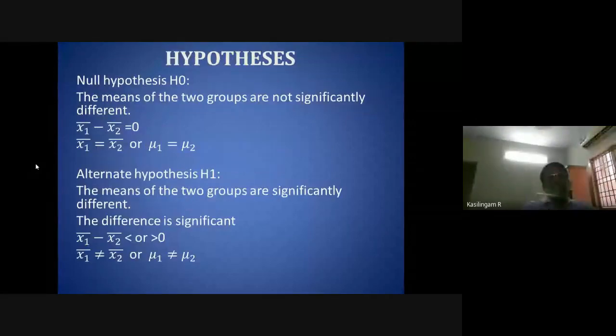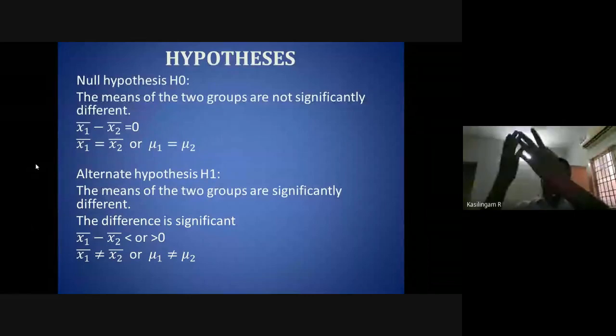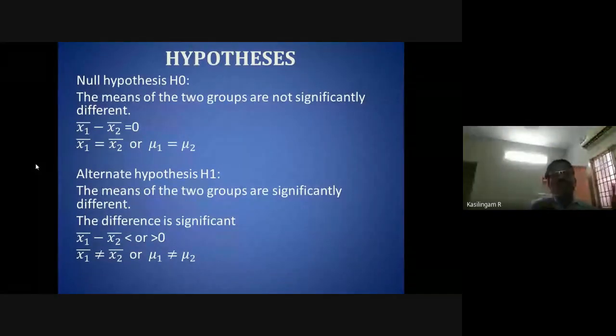Now let me go to the hypothesis. Null hypothesis: the means of two groups are not significantly different, which means I am trying to find out the difference, x1 bar minus x2 bar equal to 0. Otherwise, x1 bar equal to x2 bar. If you put it for the population, mu1 equal to mu2. So mu1 is a population mean.